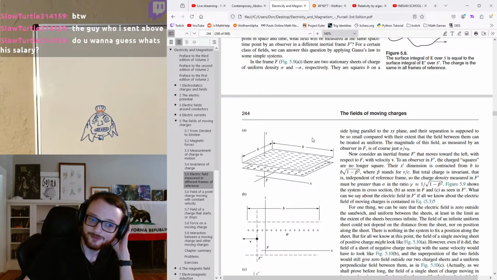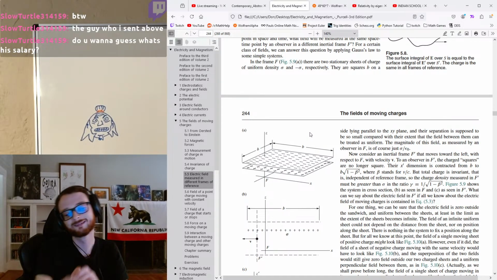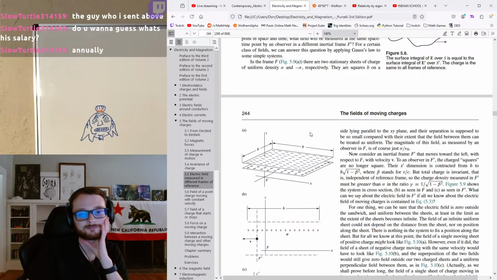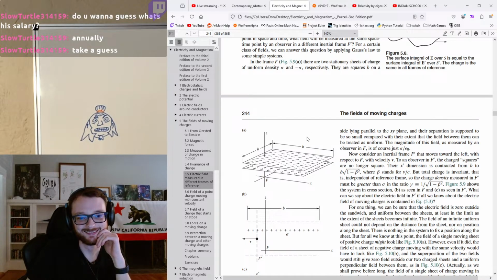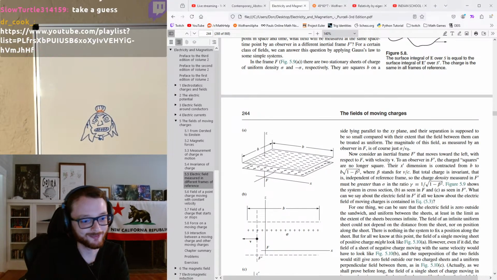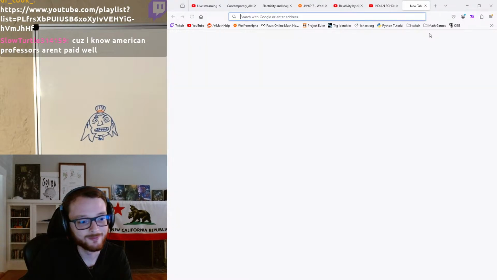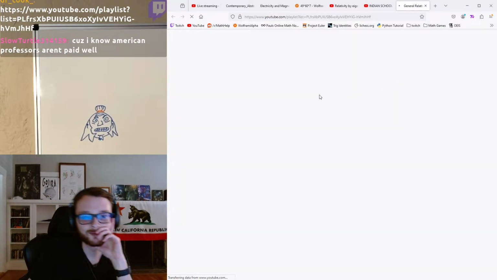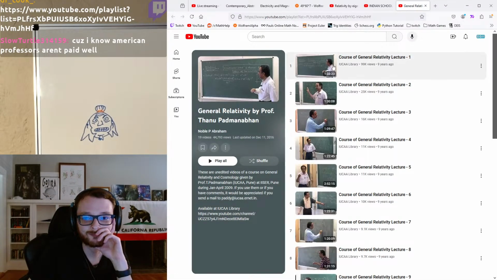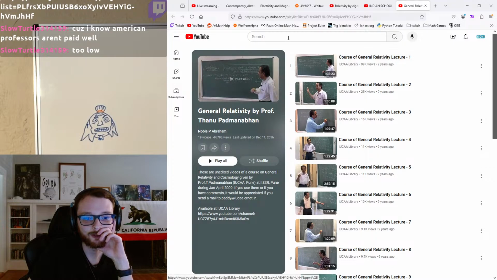What's that, Slow Turtle? Why do I have to guess? I don't know. $100,000, sure. Because I really have no clue what it's supposed to be. What's even a reasonable guess? General relativity. Oh, nice.